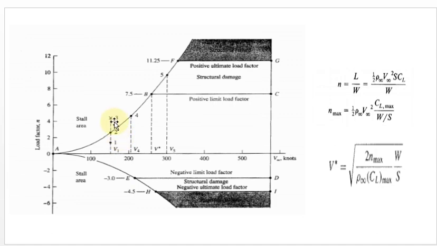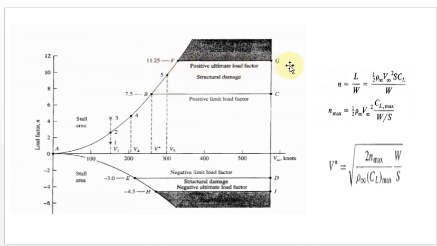The points above the curve AB are called the stall region. In the same way, the points below the curve AE are also called the stall region. So these are the points you have to remember. Another point here, see here, curves F and G.